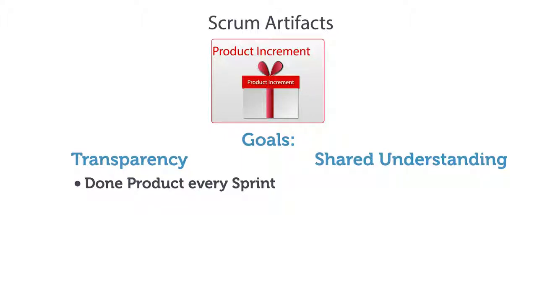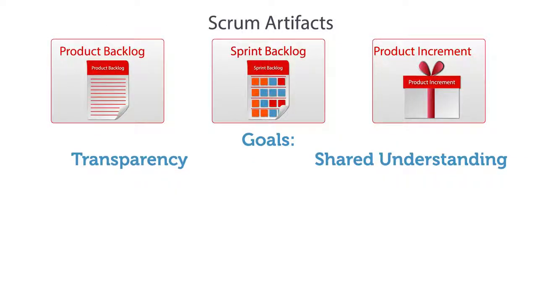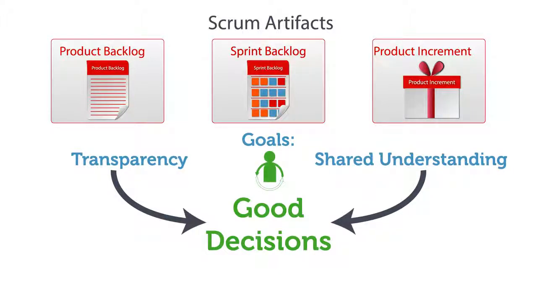Since the product increment meets the team's definition of done, it is usable by stakeholders, providing an opportunity for inspection of the current state of the product. To the extent that Scrum artifacts are completely transparent and have shared understanding, good decisions can be made through inspecting and adapting. Incomplete transparency can lead to flawed decisions, reduced value delivery, and increased risk. For this reason, the Scrum Master focuses on increasing transparency of the Scrum artifacts.